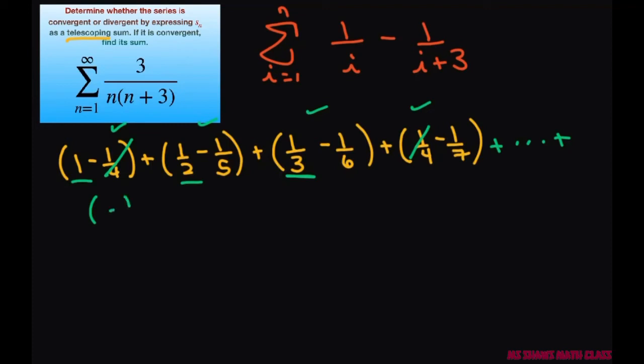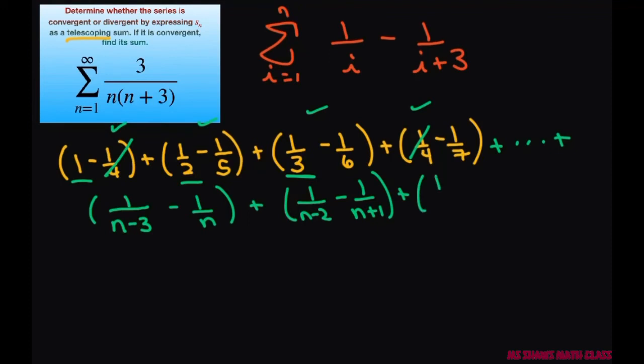So it's going to be 1 divided by n minus 3 minus 1 divided by n, plus 1 divided by n minus 2 minus 1 divided by n plus 1, plus 1 divided by n minus 1 minus 1 divided by n plus 2. Let me write this small. Why do I always do this? 1 divided by n minus 1 divided by n plus 3.